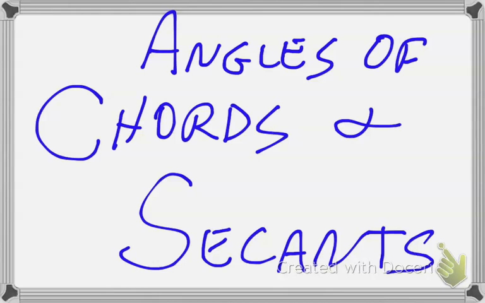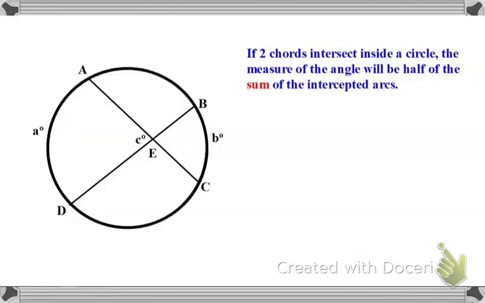Hello class, today we are going to talk about the angles of chords and secants. So what we're looking at here is the angles that are made when you have chords of circles and secants of circles. When those intersect, what are the angles? All right, so let's take a look here.